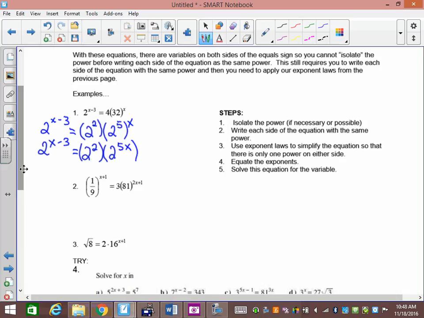Okay, so 2 to the x minus 3 equals 2 to the 2 plus 5x.